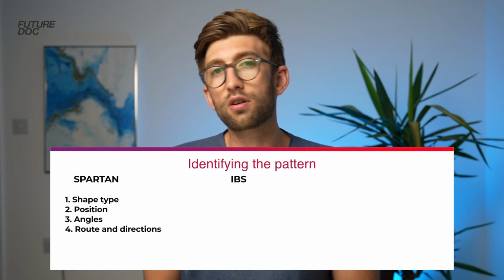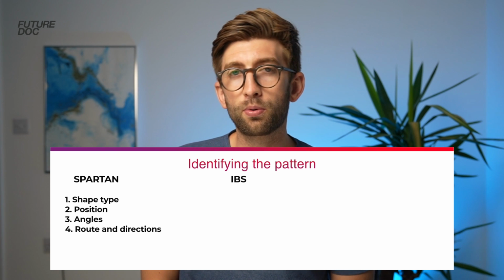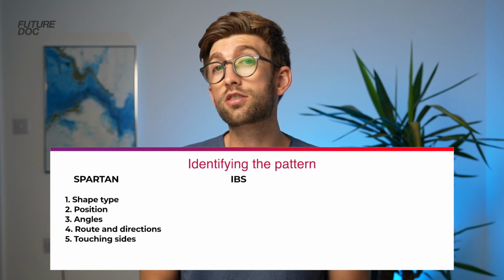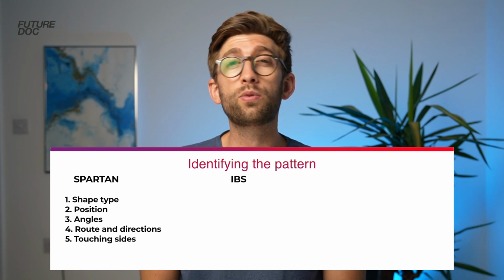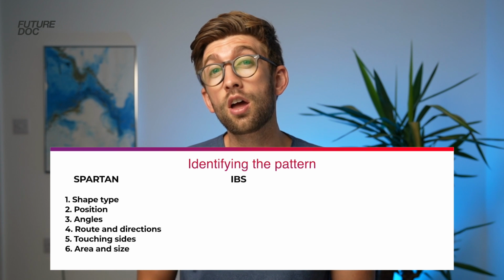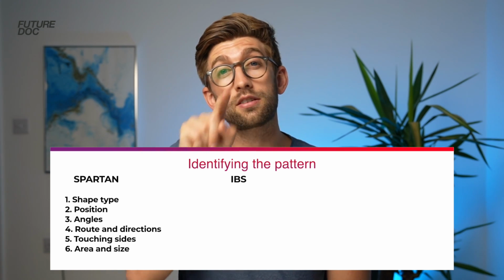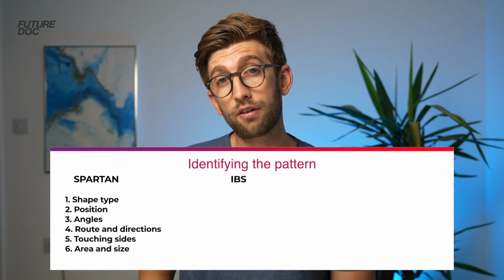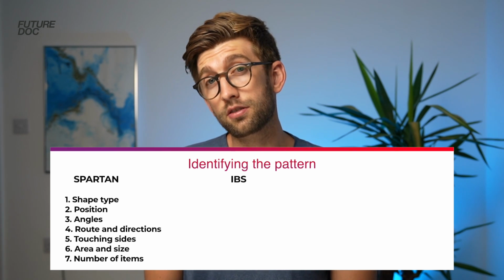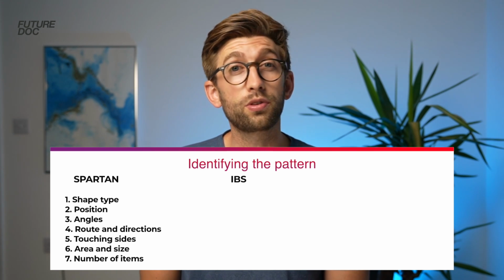Route and direction, so for example, do you have triangles that are always pointing up or arrows that are always pointing to the left, for example? Are the objects touching the sides? This is typically seen with arrows. Area and size, so for example, are some overlapping shapes causing areas that are made by the intersection, and usually it's the number of areas that are made by those. Number of items, by far probably the most common pattern amongst these, usually in combination with others.